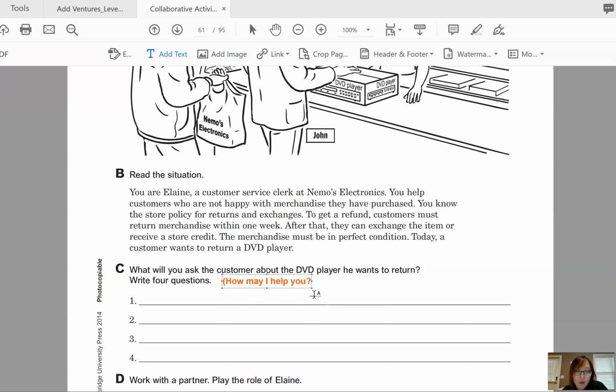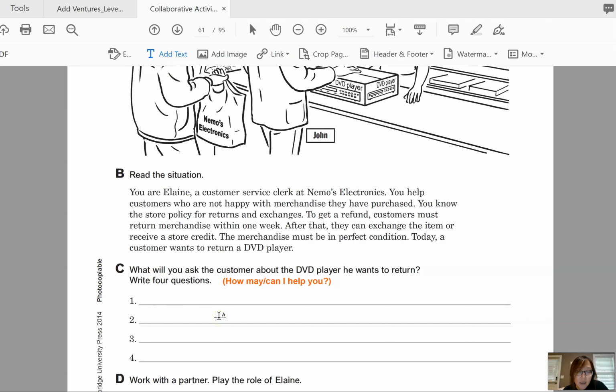Okay, and keep in mind that formal English and informal English can be a little different. So even though "how may I help you" is the proper way to ask, most people say, "how can I help you?" Okay, so how can I help you? And then John will explain his situation and what he wants. But she might first ask him, "do you have your receipt?"